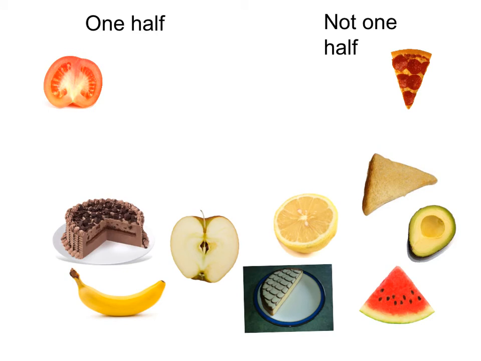Now let's have a look at the piece of toast. Now this piece of toast, it does look like it has been cut in half, because one whole piece of toast would have another triangle on the side joined onto it, wouldn't it? So there we go, we'll put that into the 1/2 column.